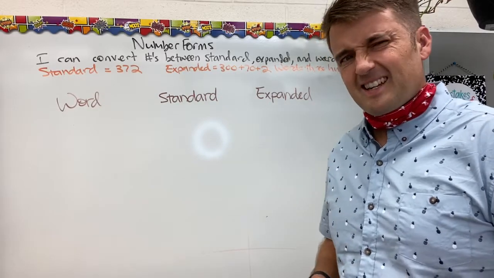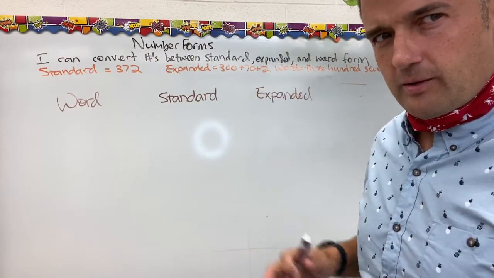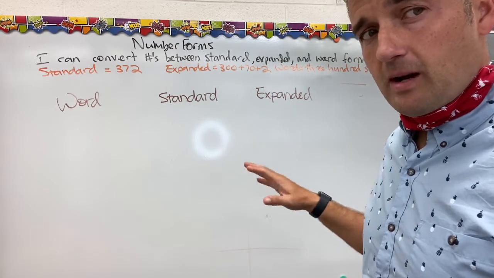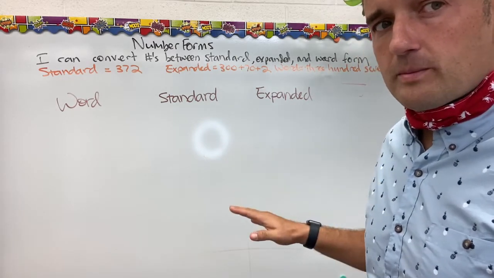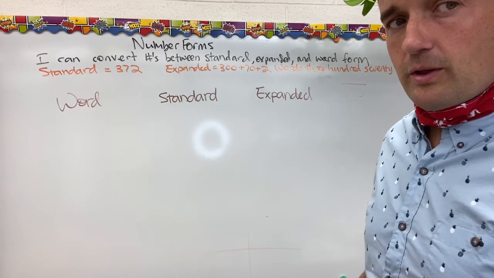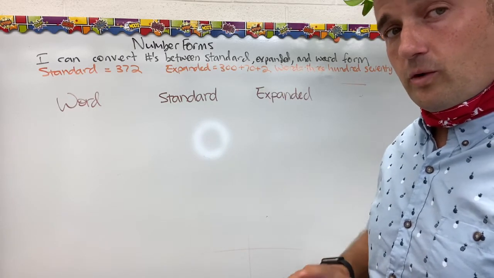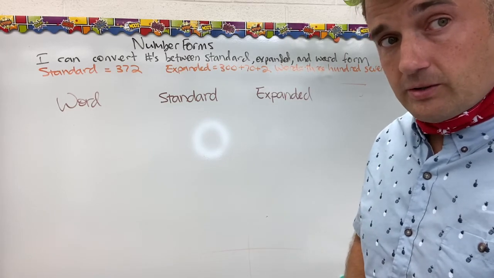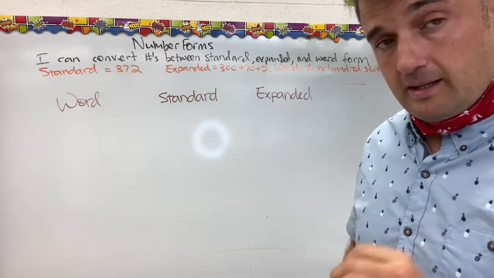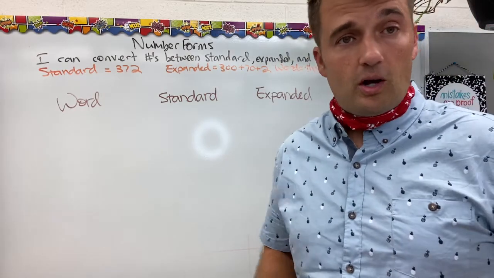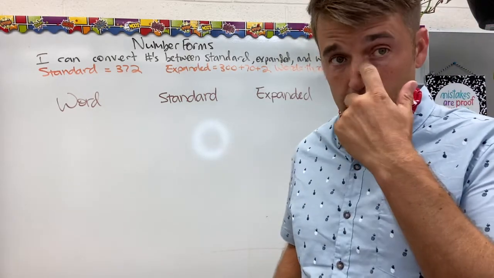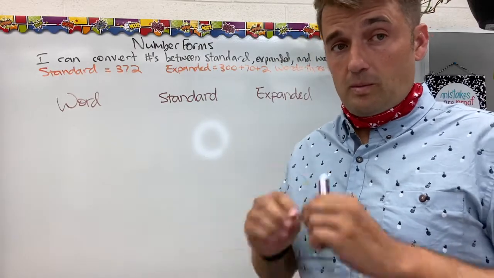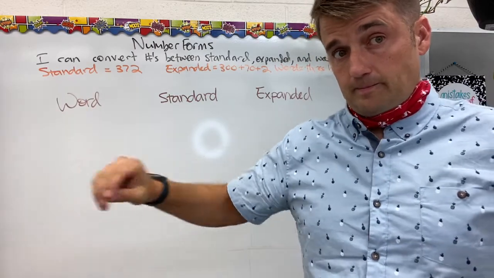Okay, I thought it might be smart, before we really do the lesson, to do a pre-lesson and talk about what the three different forms of numbers are. The three forms are word form, standard form, and expanded form. Word form is when you write it in letters, words; you have to spell it. Standard is how you see numbers all the time, just regular old numbers written like they are. And expanded is when we make the big long addition problem, okay?